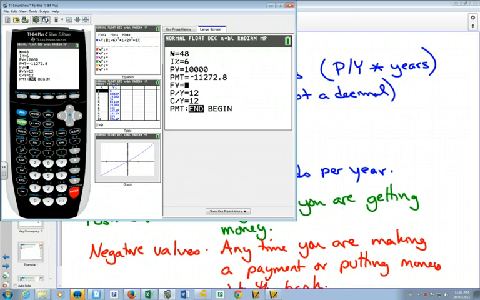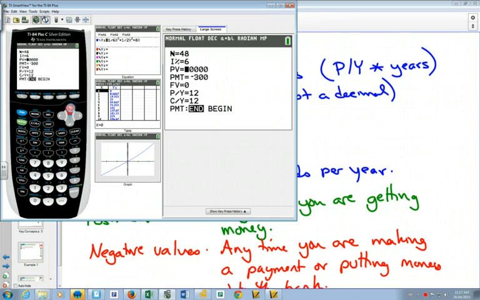Another thing to play around with is say you know how much you can afford. I know that I can do $300 a month. So in my payment here, I'm going to put $300. Now, since that's money coming out of my pocket and going to the bank, it's going to be negative.